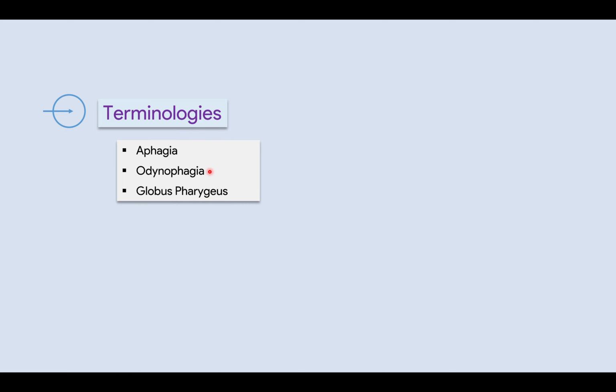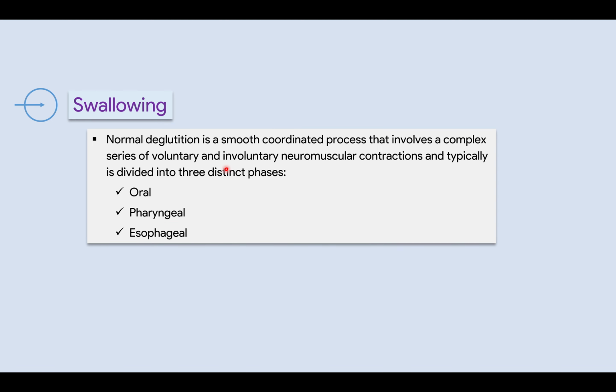Second terminology is odynophagia, which means there is a difficulty while swallowing, and pain while swallowing is the main definition of odynophagia. And the third is the globus pharyngeus, in which there is a sensation of something sticking in the throat. So these are the three other terminologies which you should be aware of along with dysphagia.